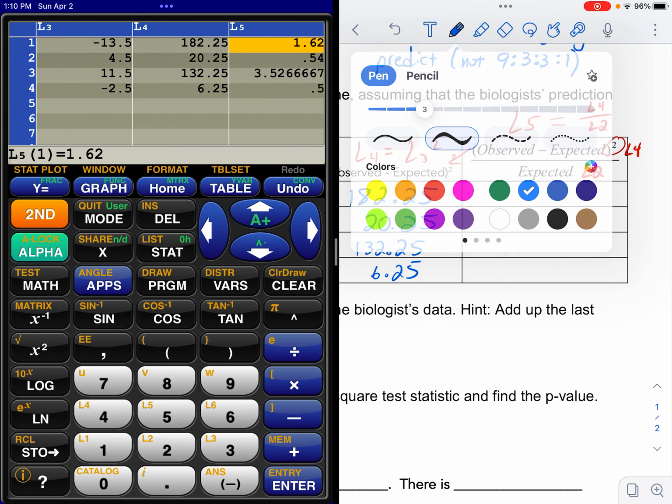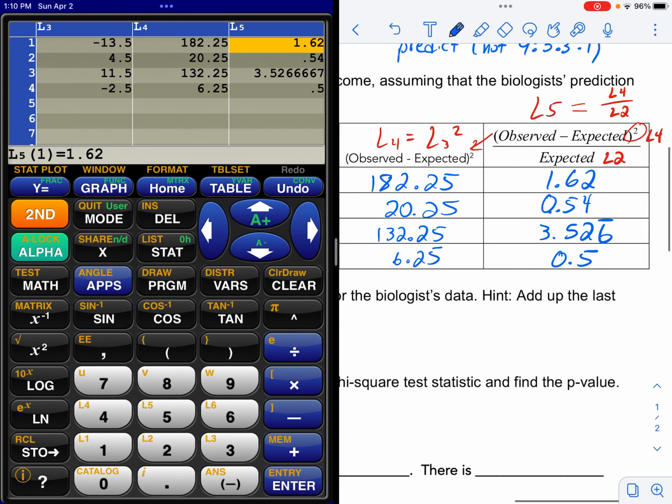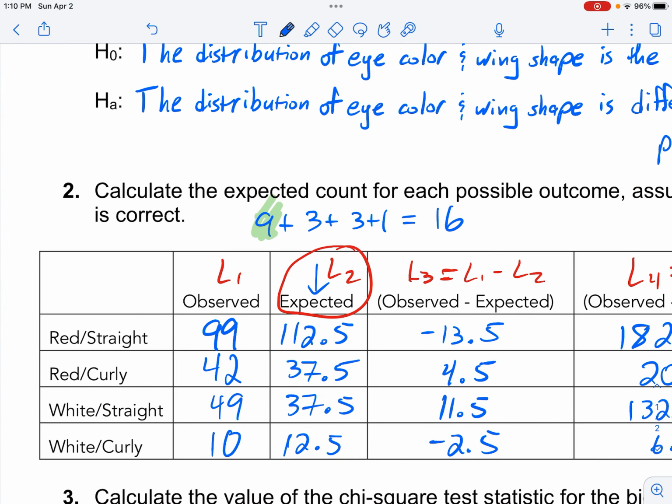So those are my test statistics for each outcome. Each outcome contributes to the chi-squared value, 3.526 we'll say, and 0.5. Okay, so that's how you do that on the calculator and save yourself some time.